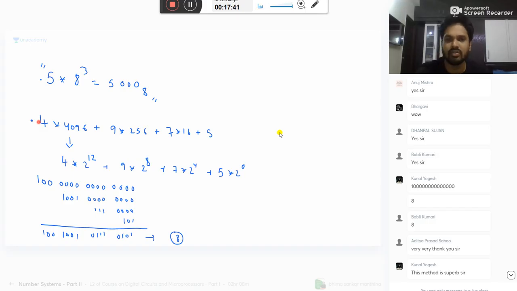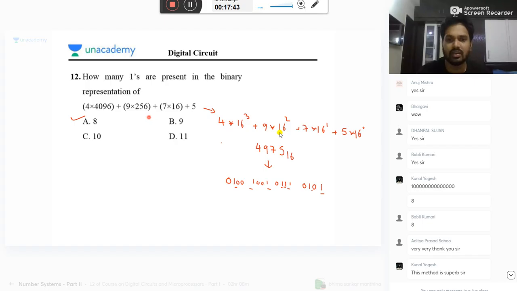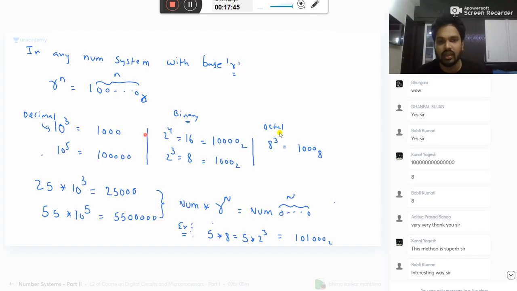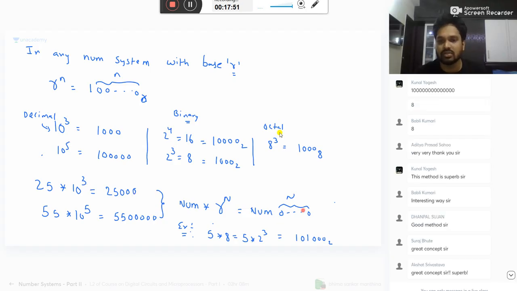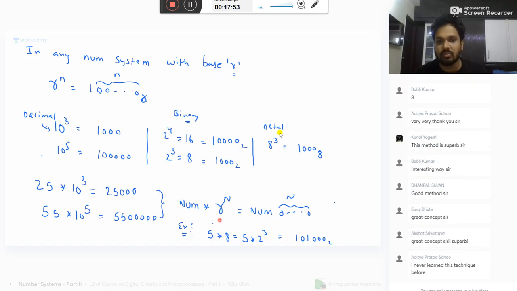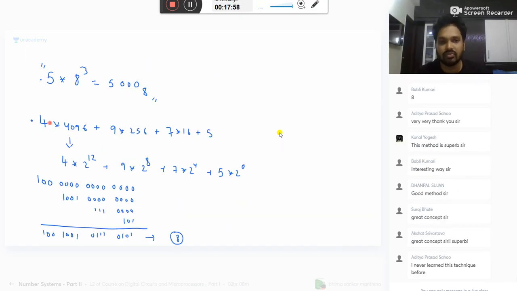So let me revise it in just a few seconds. If you have r power n into a number, our method is the number followed by n number of zeros. So using that concept, I replace 4 into 2 power 12, 9 into 2 power 8, 7 into 2 power 4, 5 into 2 power 0. So number followed by n zeros, number followed by n zeros, number followed by n zeros, and add it. Simple way to convert it.